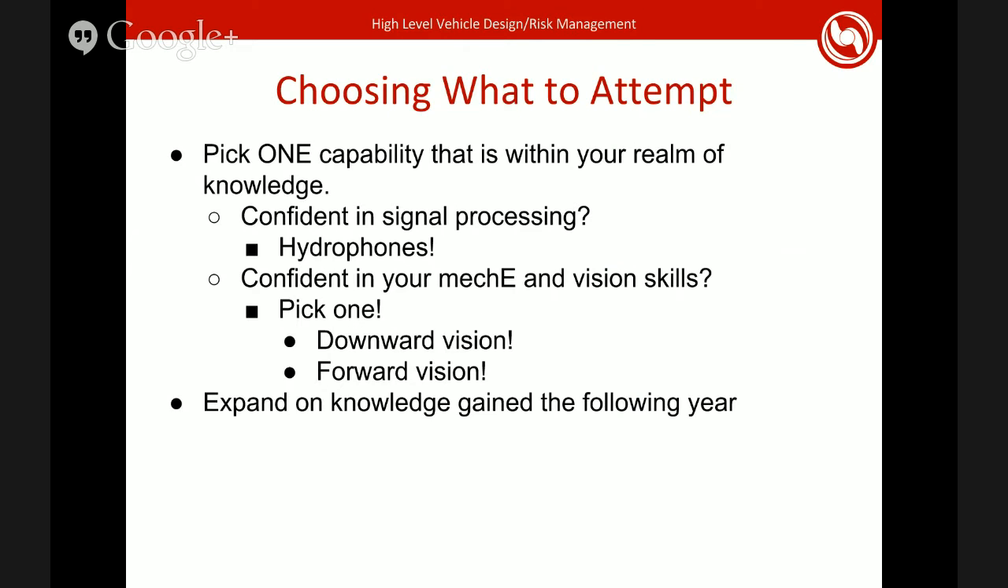So choosing what to attempt, let's just start with that. Picking one capability that is within your realm of knowledge. So if you're confident in signal processing, if you're confident in your electrical skills, go for hydrophones. Like that's perfectly fine. If you're confident in your mechie skills and your vision skills, you can do downward vision or forward vision. Just remember this will involve some sort of actuators and a lot of vision processing. But if you just pick forward vision, you're perfectly fine for your first or second year. You will make it to finals if you spend time perfecting it.